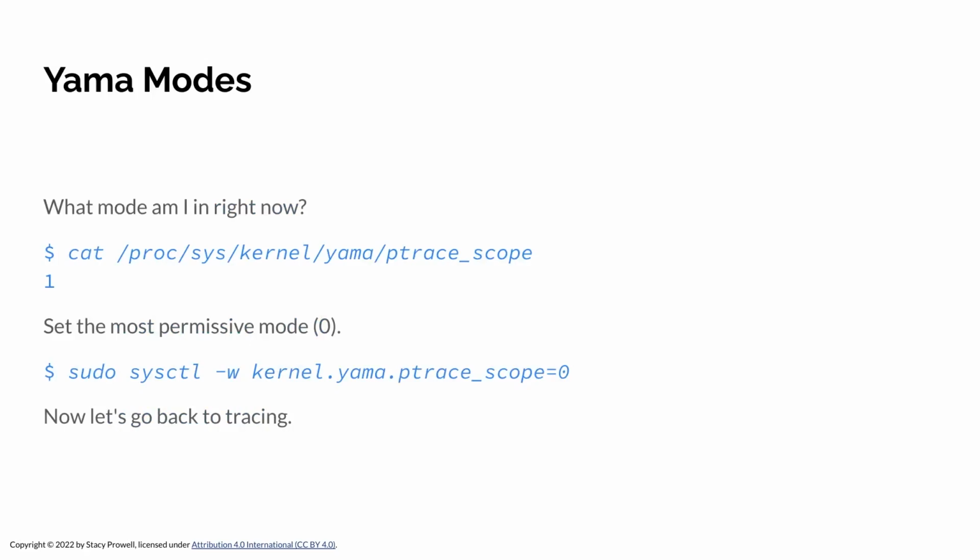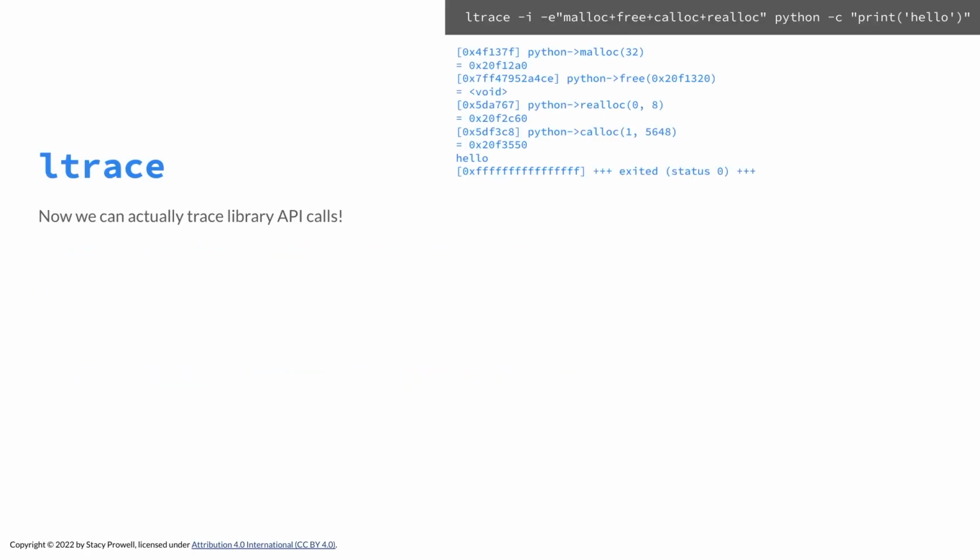What mode are you in right now? If you want to know, you can go look in the proc file system. /proc/sys/kernel/yama/ptrace_scope will tell you what it is. You're probably in 1 right now. And we can switch that to the most permissive mode, which says if I own it, I can trace it. We do that with sysctl: sudo sysctl -w kernel.yama.ptrace_scope=0. Hooray!